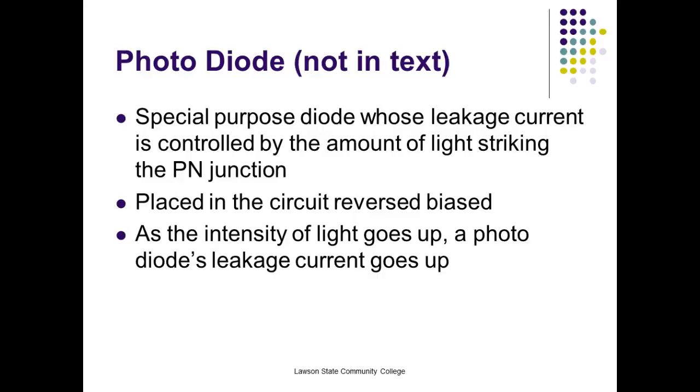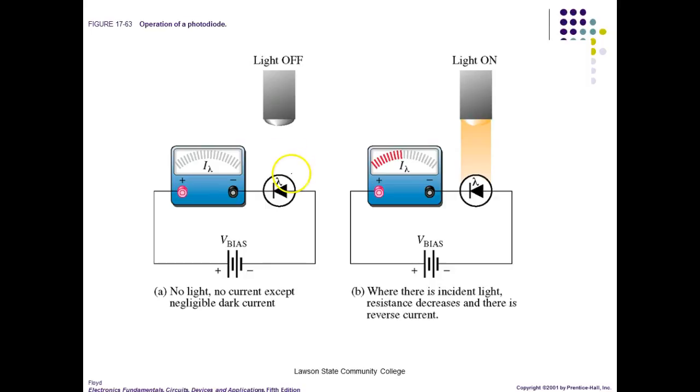A photodiode is a special purpose diode whose leakage current is controlled by the amount of light that strikes the p-n junction, placed in the circuit in reverse bias. As the intensity of light goes up, the photodiode's leakage current goes up. So this is the symbol of a photodiode.